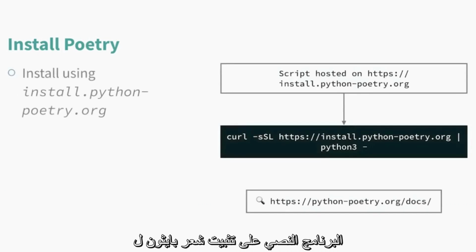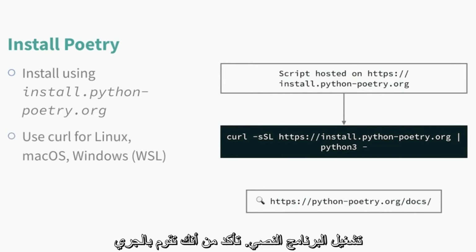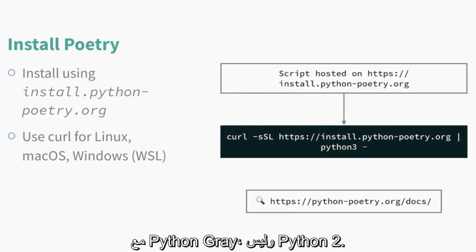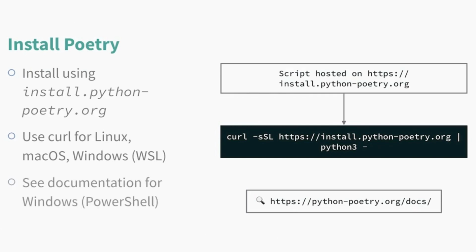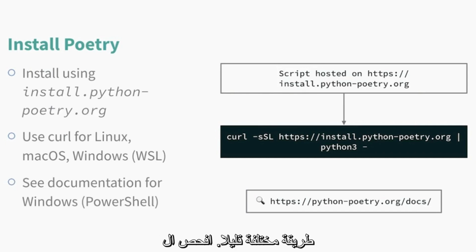Installing using the script on install.python-poetry.org is easy. With the curl command, you can ask Python to run the script. Make sure you're running it with Python 3, not Python 2. If you're using PowerShell on Windows, you have to use the curl command in a slightly different way. Check the official documentation for exactly how.